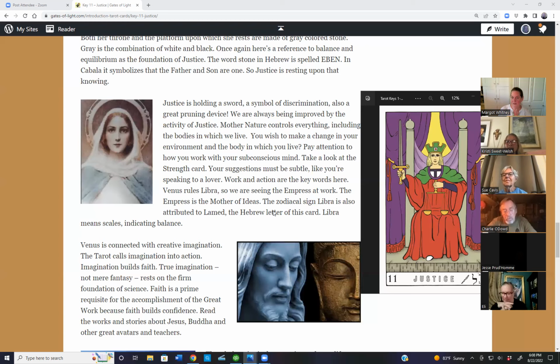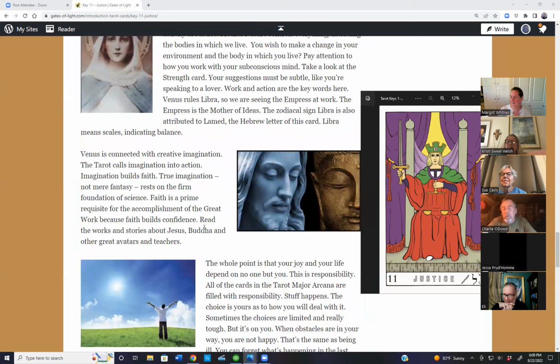Work and action are the key words here. Venus rules Libra, so we are seeing the Empress at work. The Empress is the mother of ideas. The zodiacal sign Libra is also attributed to Lamid, the Hebrew letter of this card. Libra means scales, indicating balance. When you're in balance, you're in peace. You're at peace. When you need to make a change in your life, you go, well, this isn't quite working out. Let's try something out. You don't go freak out and hit your head against a wall. Subconscious mind doesn't like that at all. And your head doesn't work out either.